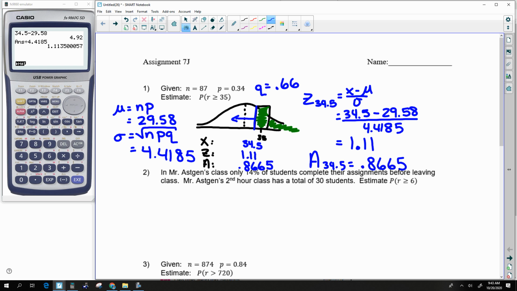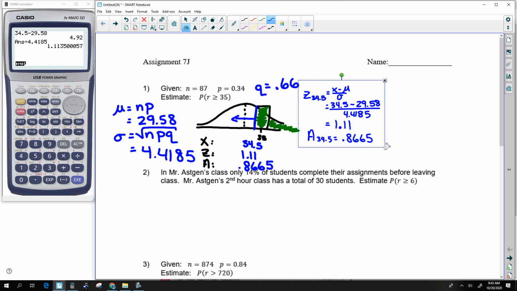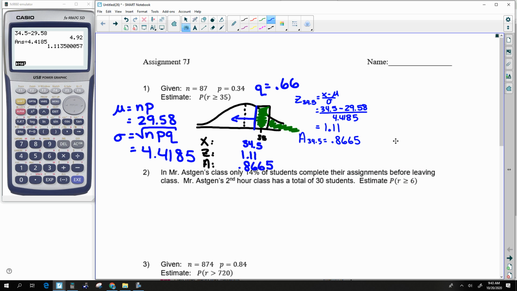Now, as I said, that is the area to the left of that line that I just looked up, which is, again, not the area that I want. That's the area that I don't want. So this is a situation where I have to take the entire curve, which is 100%, i.e. 1, minus what I don't want, and that's the 8665.